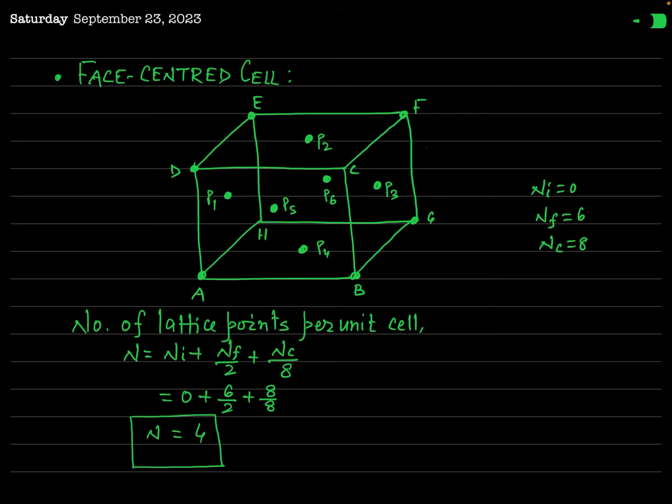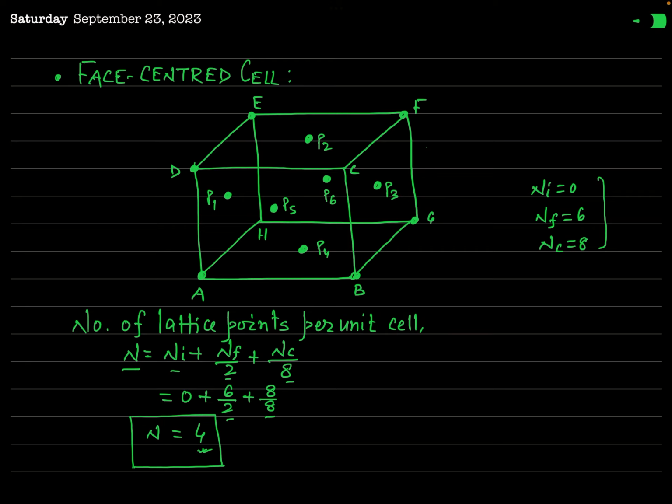So now we will again substitute all these 3 values in this formula for getting the number of lattice points per unit cell, which is N equal to Ni plus Nf by 2 plus Nc by 8. But you have seen that Ni is 0 and Nf is 6, so this is 6 over 2, plus Nc is 8, so this is 8 over 8. And so this will be 3 plus 1, that is 4. So the number of lattice points in a face-centered unit cell is equal to 4.